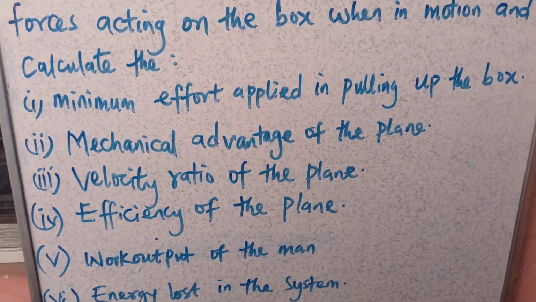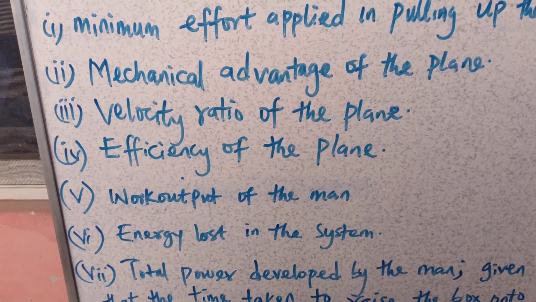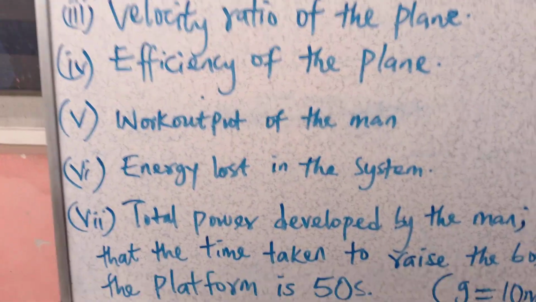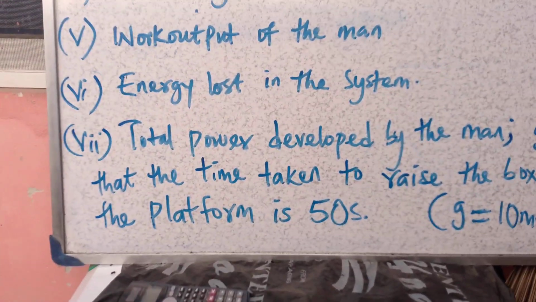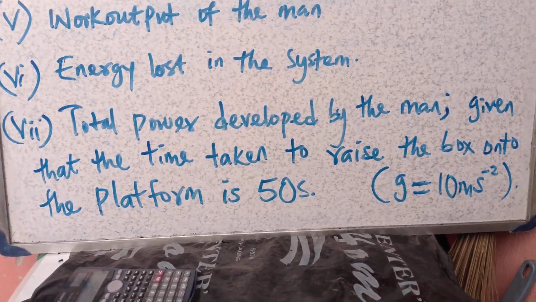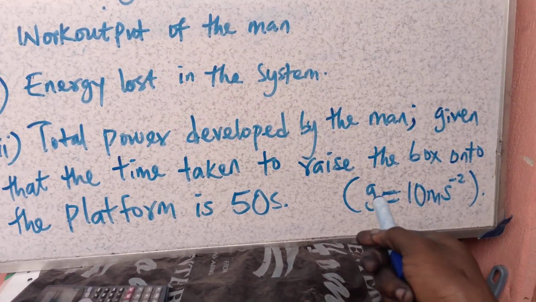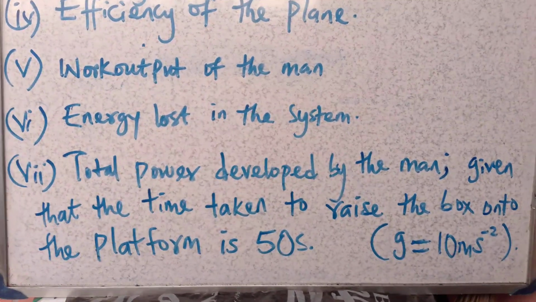mechanical advantage of the plane, velocity ratio of the plane, efficiency of the plane, work output of the man, energy lost in the system, and the total power developed by the man, given that the time taken to raise the box onto the platform is 50 seconds. We are given the acceleration due to gravity as 10 meters per second square. Alright, so let's continue. Let's solve those.